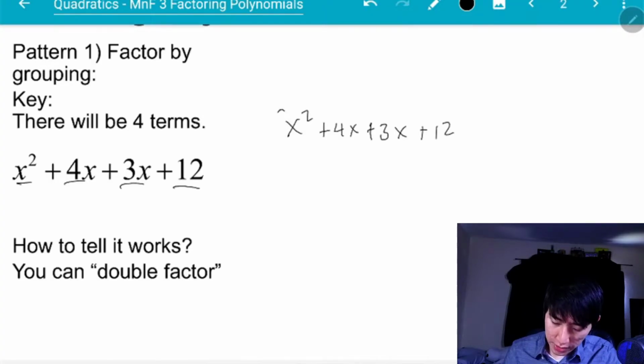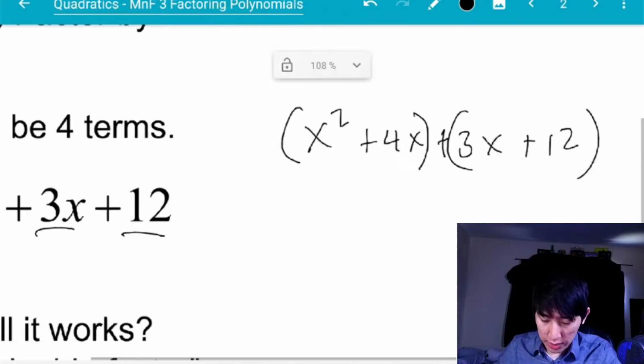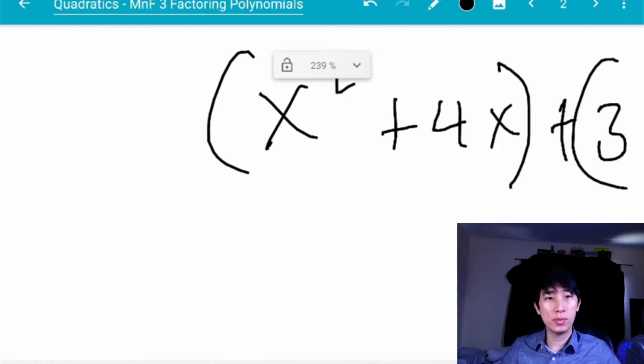All you're going to do is group the first 2 and group the second 2. That's it. You group the first 2 and you group the second 2. And then you see, what can I factor from here? Now remember, factoring also means undistributing. We did that before, so that's all we're going to do here.